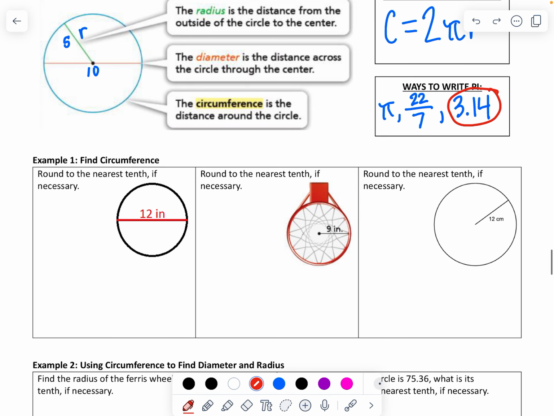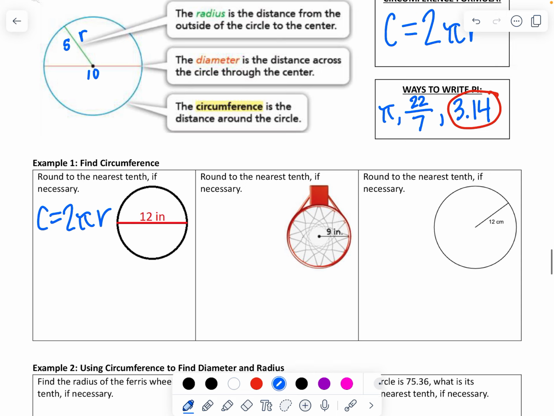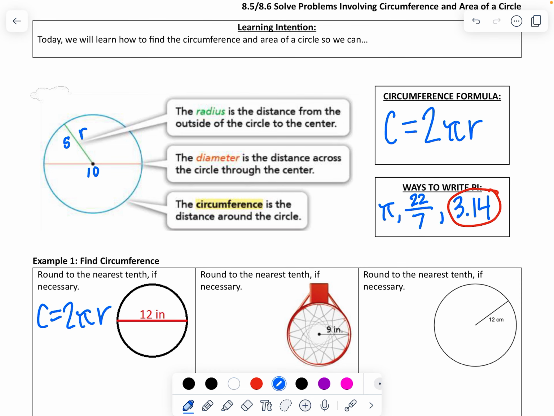So on this first example, on all three of these, we are finding circumference. And it says round to the nearest tenth if necessary. So on all three of these, we're going to round to the nearest tenth if we need to. Some of them we might not need to. So we're finding circumference, so we're going to do C equals 2 times pi times r. That 2 stays the same every time. And so remember, you have the option, it's C equals 2 pi r or C equals pi times d, because 2 times r gives you your diameter. So it'd be pi times diameter. So think of it as either one of those.